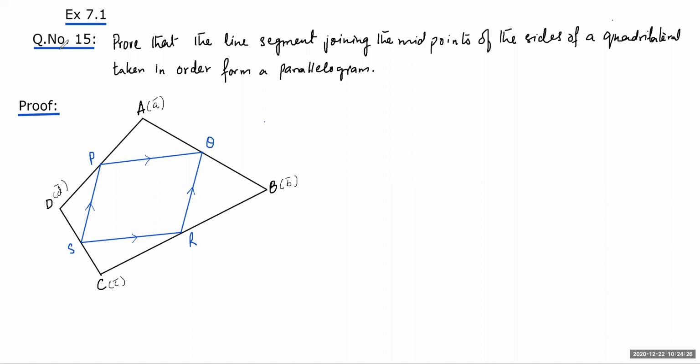Bismillahirrahmanirrahim. Exercise 7.1, question number 15. Prove that the line segment joining the midpoints of the sides of a quadrilateral taken in order form a parallelogram. So we start the proof.